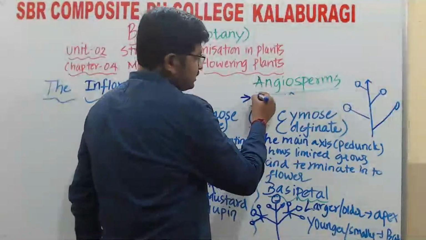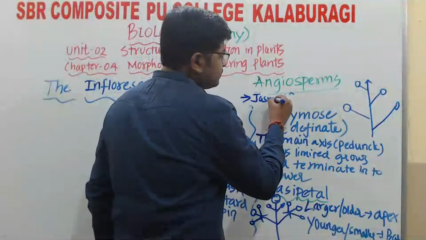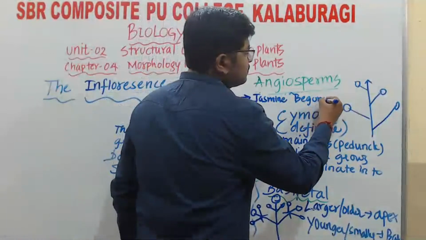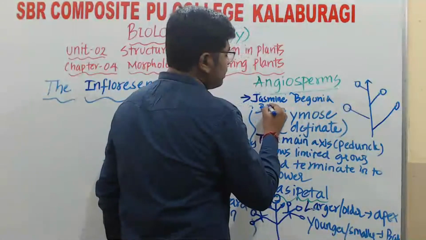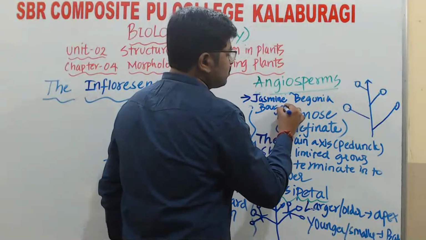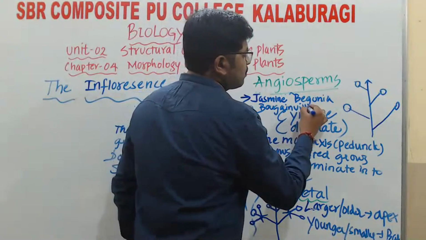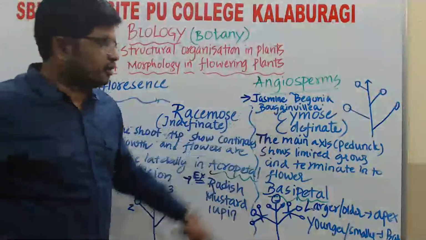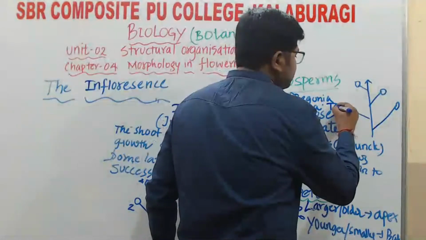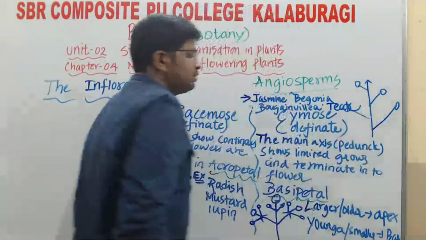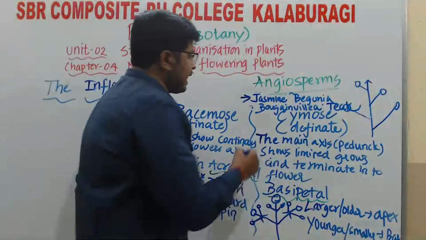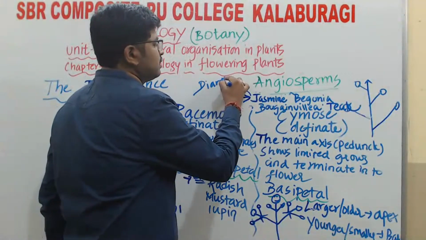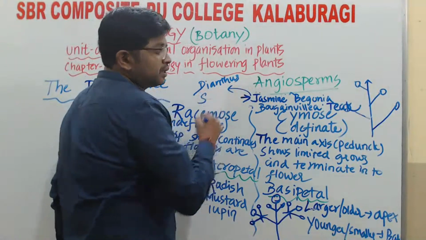Examples for cymose are jasmine, begonia, bougainvillea. Then you have teak, dianthus, and even the members of Solanaceae.